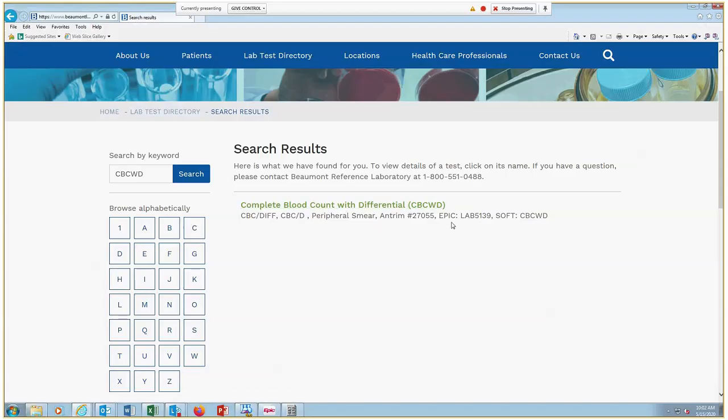At the end, you'll notice the ordering test codes, primarily used for EPIC and SOFT now. If you were ordering in EPIC, you would order lab 5139. If you're entering the test in SOFT, you would type in CBCWD. Let's go into the test.